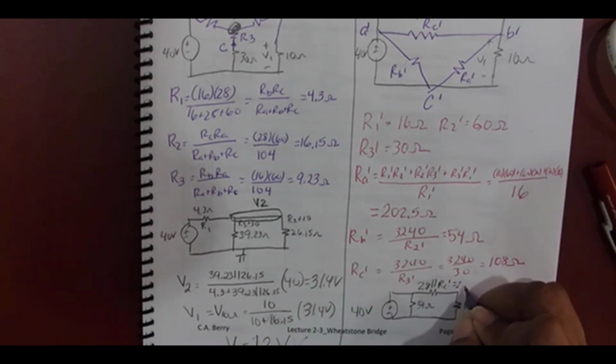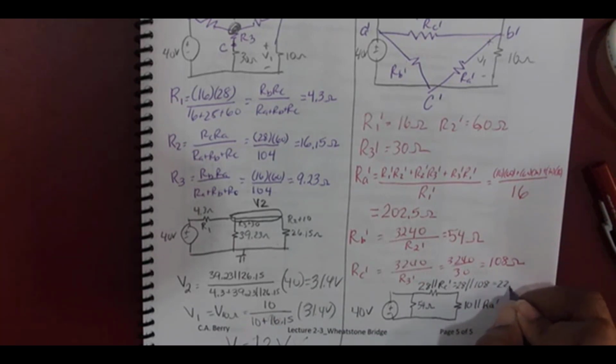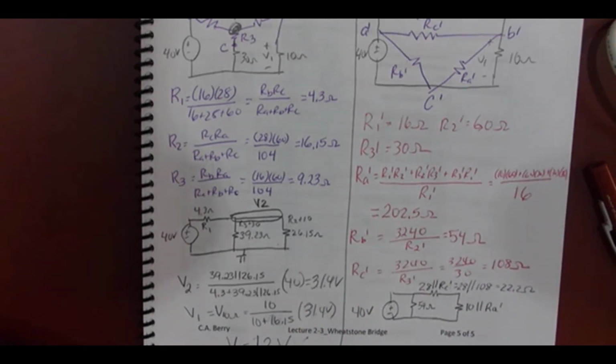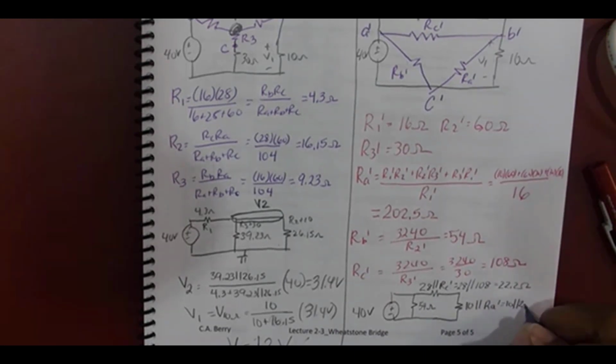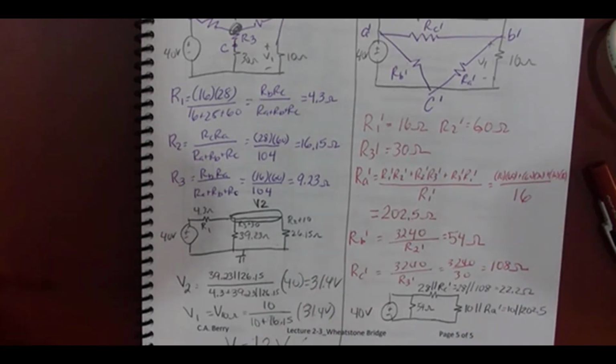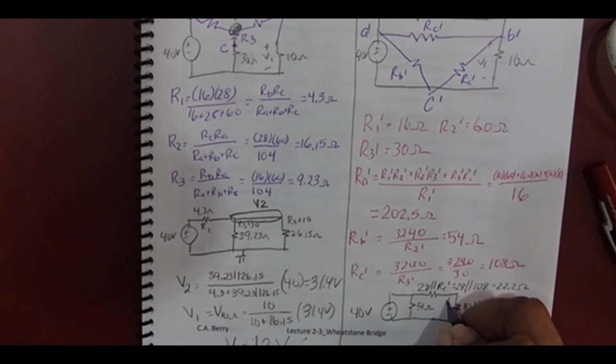What is 28 in parallel with 108? 22.2 ohms. I need you guys to start confirming before we get too far down the rabbit trail. So if the 22 doesn't work for you, let us know, okay? 10 in parallel with RA prime is 10 in parallel with 202.5. That is 9.53 ohms, okay. So now this is V1.